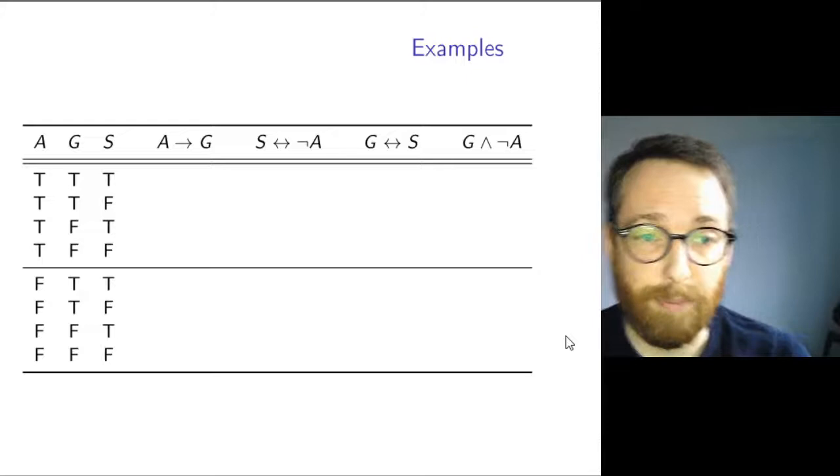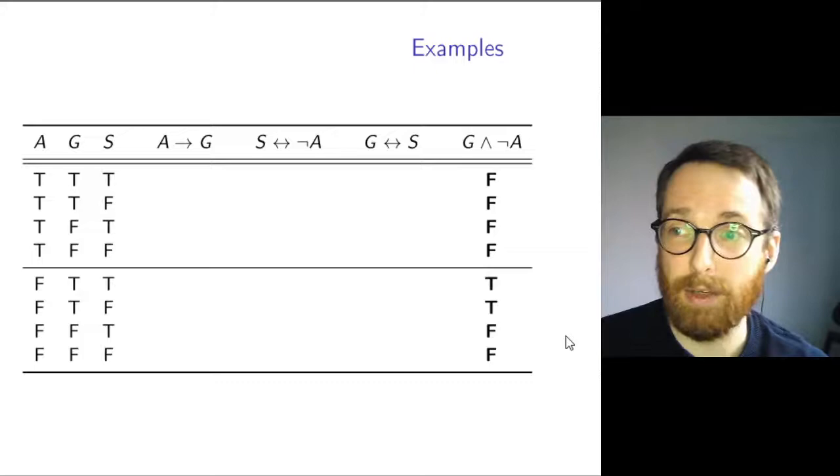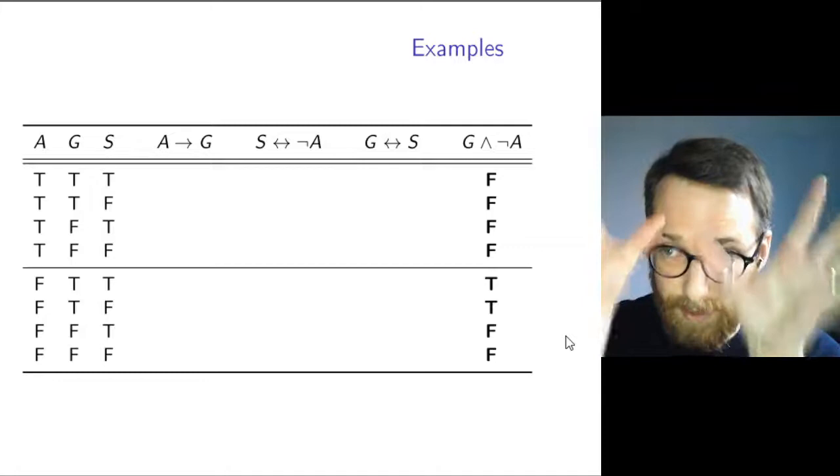Okay, so I'll start by filling this one in. So the conclusion just says G and not A. Remember the way and works. An and sentence is true just in case both sides of the and are true. So you can usually fill these in pretty quickly. This is saying G and not A.